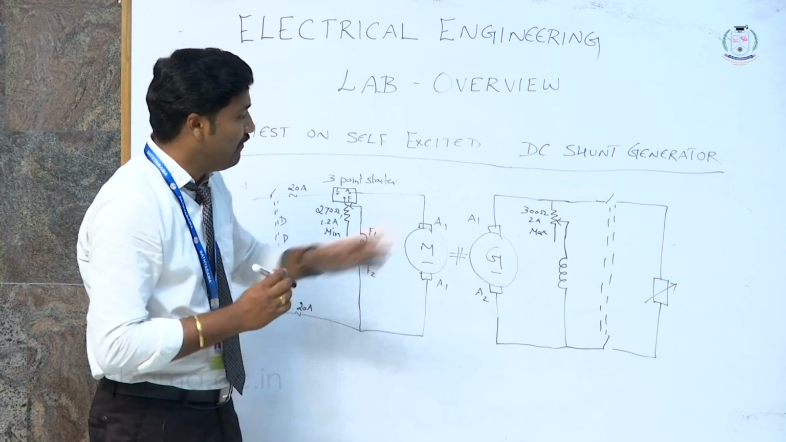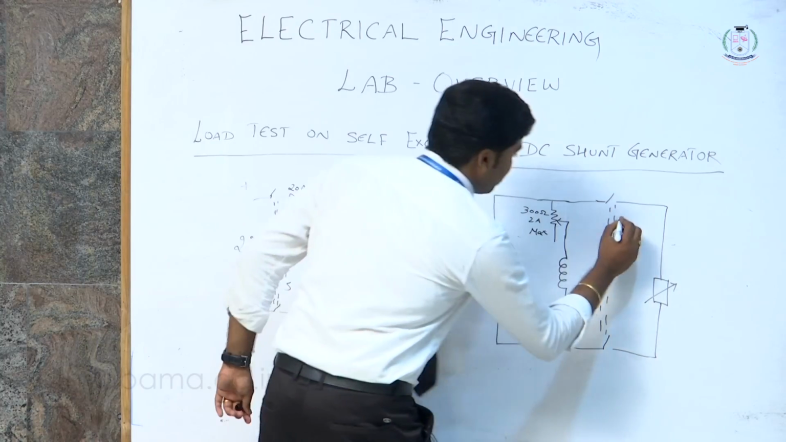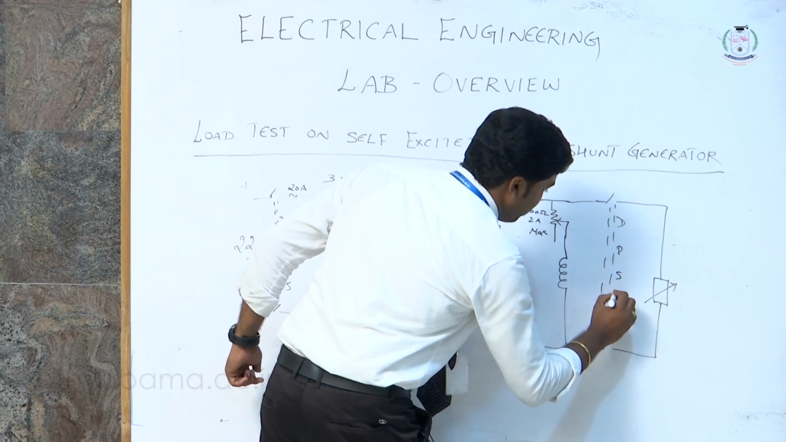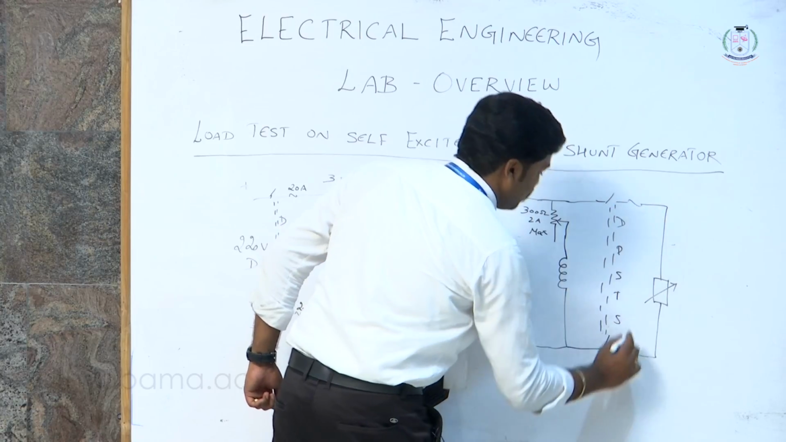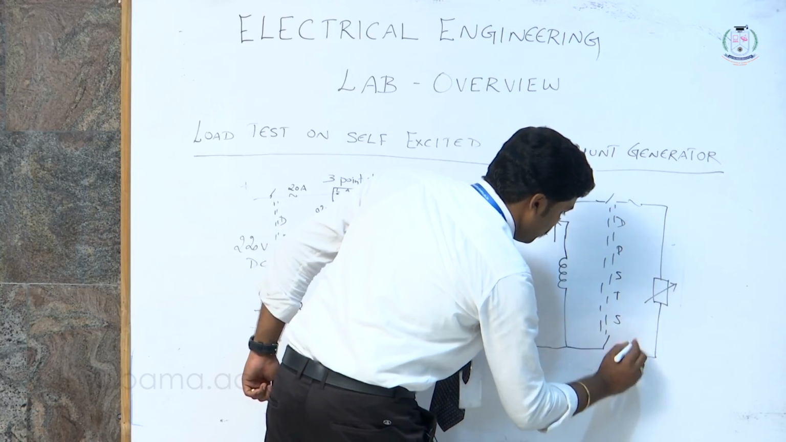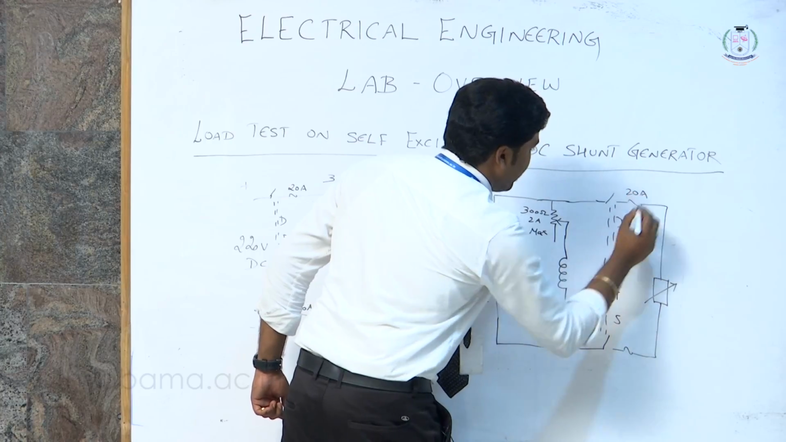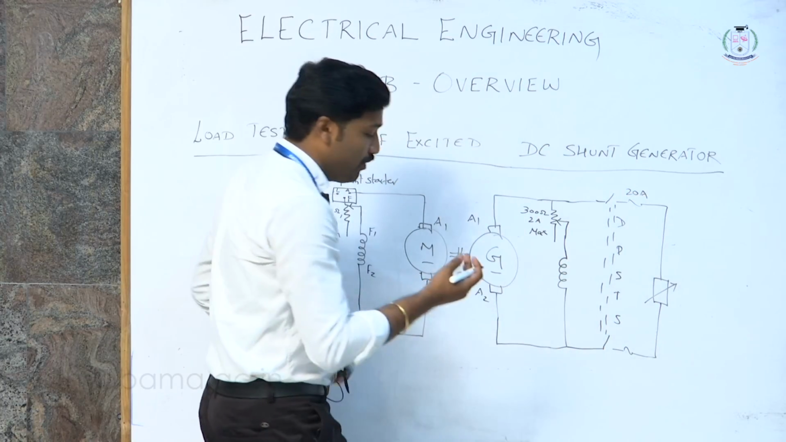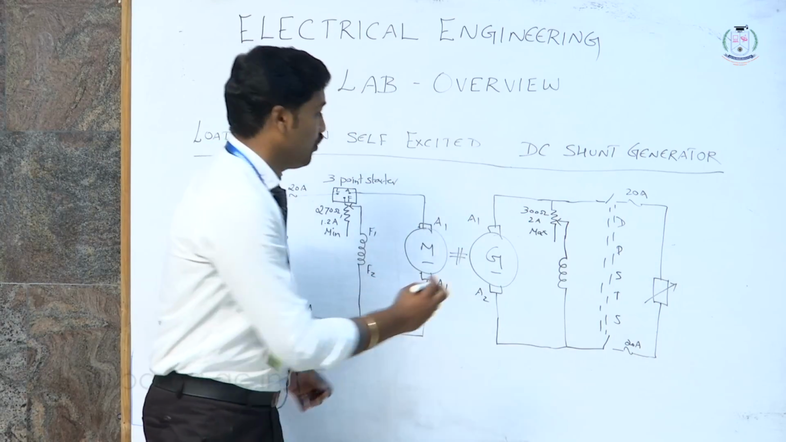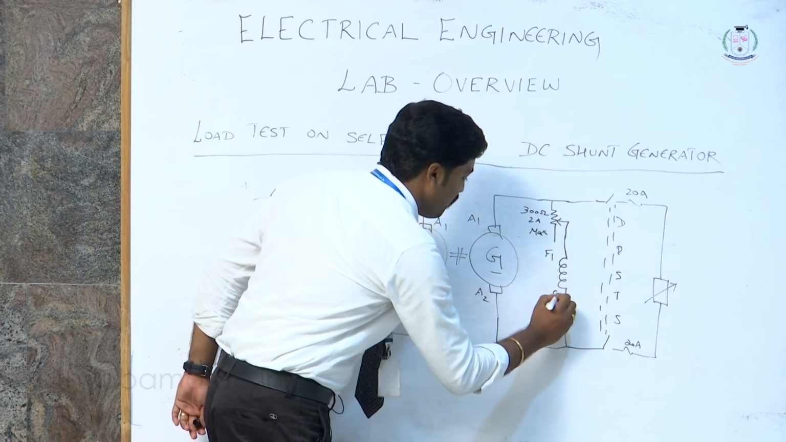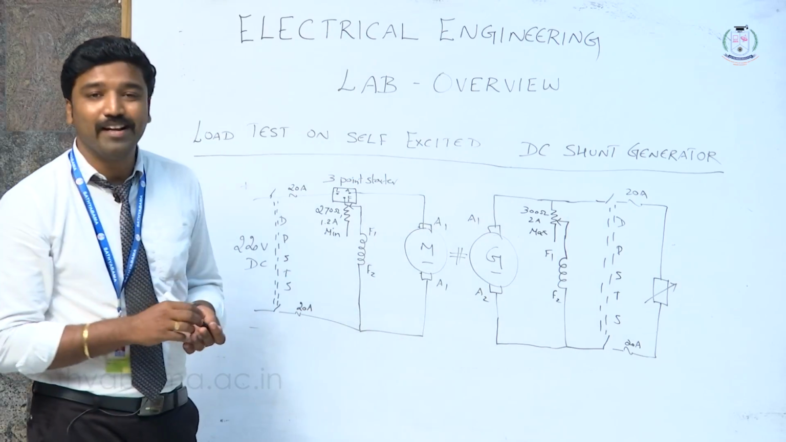Clear? So I have added a switch, nothing but DPST, as we did for the motor, the same. Also it needs a fuse. The generator's voltage and the load current will be more than 10, so we have it as 20 amps, right? So field F1 and F2. Now the connection part and everything is over.